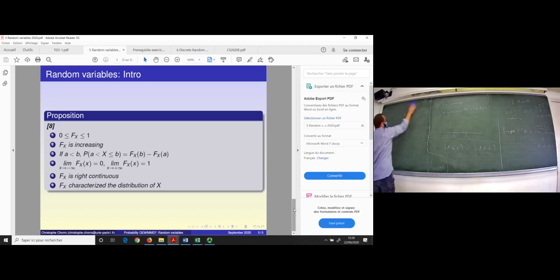And typically, if I come back to the case of my indicator function, previously seen together, you have the distribution function of the indicator function of A. We have seen together that it takes the value 0 when x is strictly less than 0, then P of A if x is greater than or equal to 0 and strictly less than 1, and finally 1.